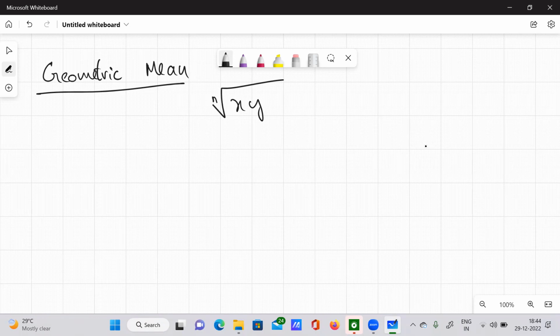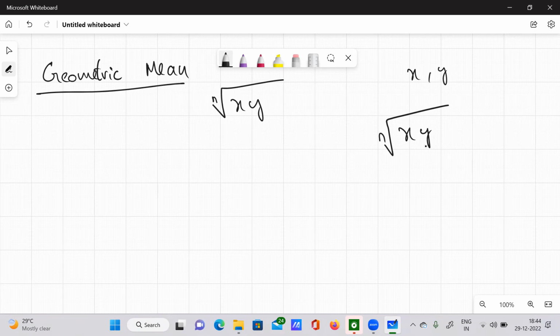For example, if I have only two values, that is x and y, I need to multiply these two values, that is x into y, that is xy, right? And take the root of these values. If I have only two values, then I'll just multiply those two values and take the root of them.